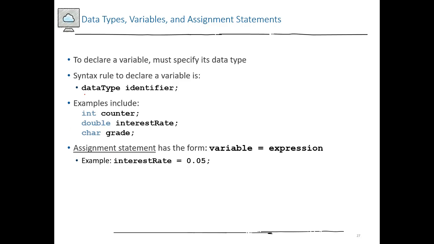So what is the format? You declare the data type and then the identifier. An example: int counter. Integer is the data type, counter is the identifier. Double interestRate. Char grade. It could be A, B, C, D, or F. An assignment statement is a statement where you have a variable on the left side of the equation and an expression on the right side of the equation. For example, interestRate equals 0.05. So that's your data types, variables, and assignment statements.